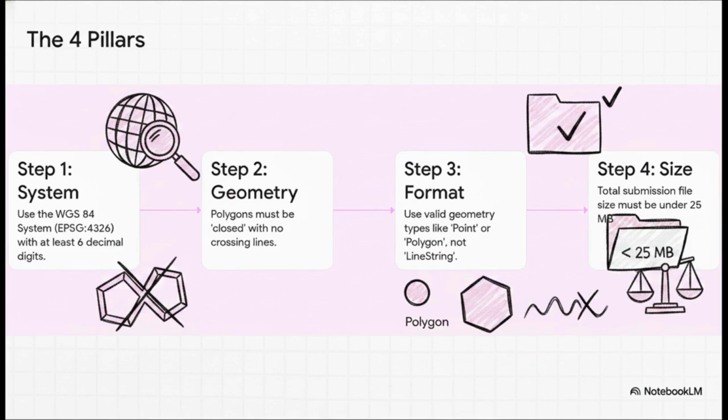Third, use the right format. For a plot of land, you'll use a point or a polygon. Something like a line string, which is for a road or a river, is going to get rejected. And finally, size matters. The entire file you submit has to be under 25 megabytes.